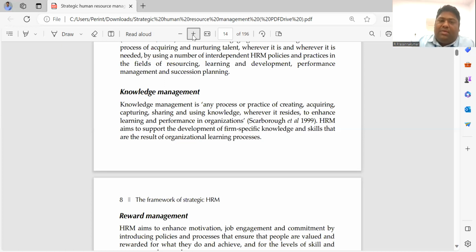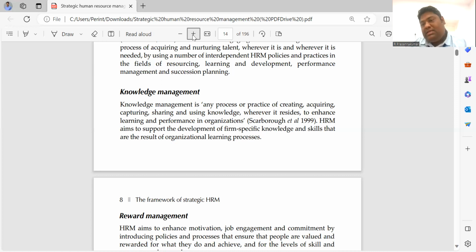Knowledge management is a process of practicing, creating, acquiring, capturing, sharing, and using knowledge. Knowledge is a very wide term. You all know that knowledge is not constrained to one particular person or one particular phenomenon. Knowledge can be ascertained into a number of outcomes. So HRM aims to support the development of firm-specific knowledge and skills that result in the organizational learning process.